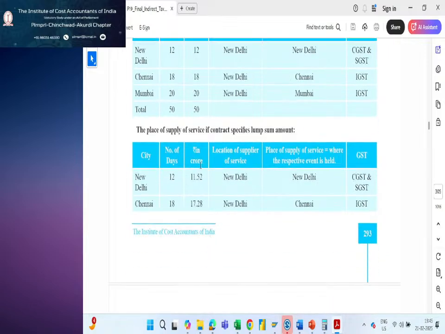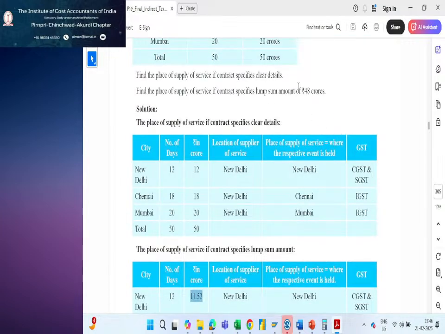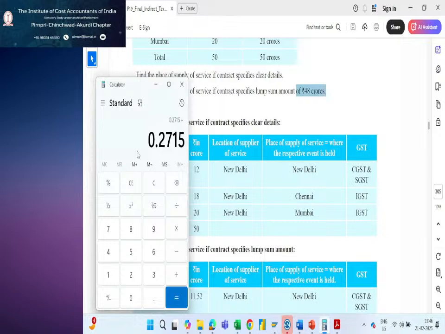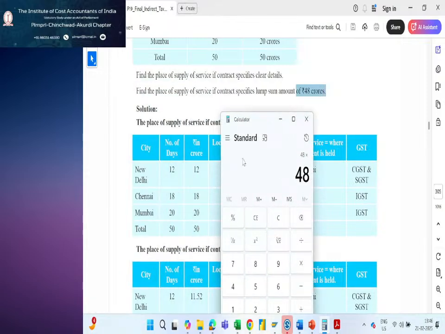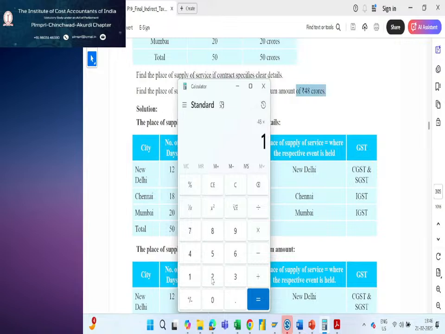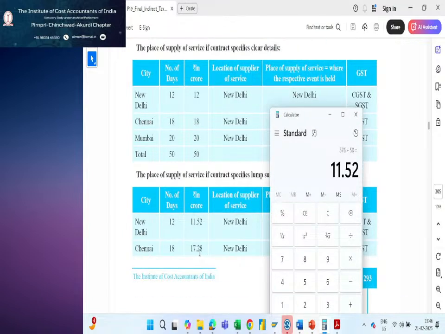So we will get the GST payable amount, that is based on this 11.52. We will be paying the CGST and SGST because the contract value is 48 crores. So if you take 48 into 12 divided by 50, you will get this 11.52. The same is mentioned here.